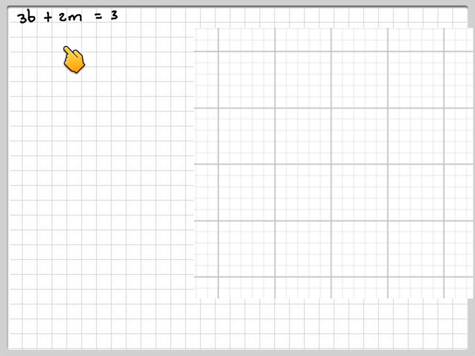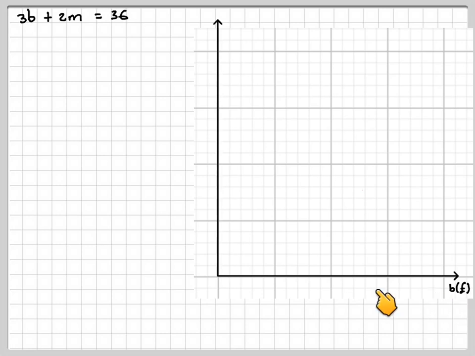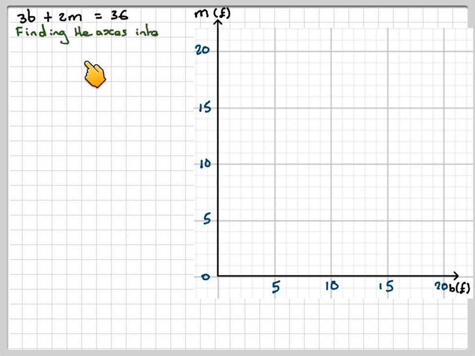So we've got 3B plus 2M is equal to 36. If we now draw a set of axes, we'll let this one axis be the cost of the books in pounds, and this the cost of magazines in pounds. And we're going to label from 0 to 5 to 20 and 0 to 20 here. Finding the axis intercepts, what we're going to do is find where this line cuts the axes.